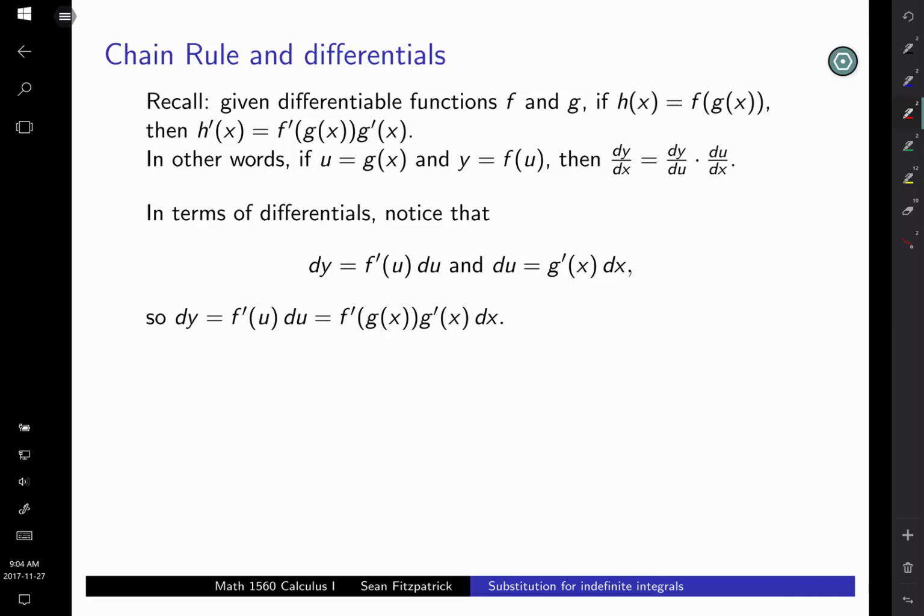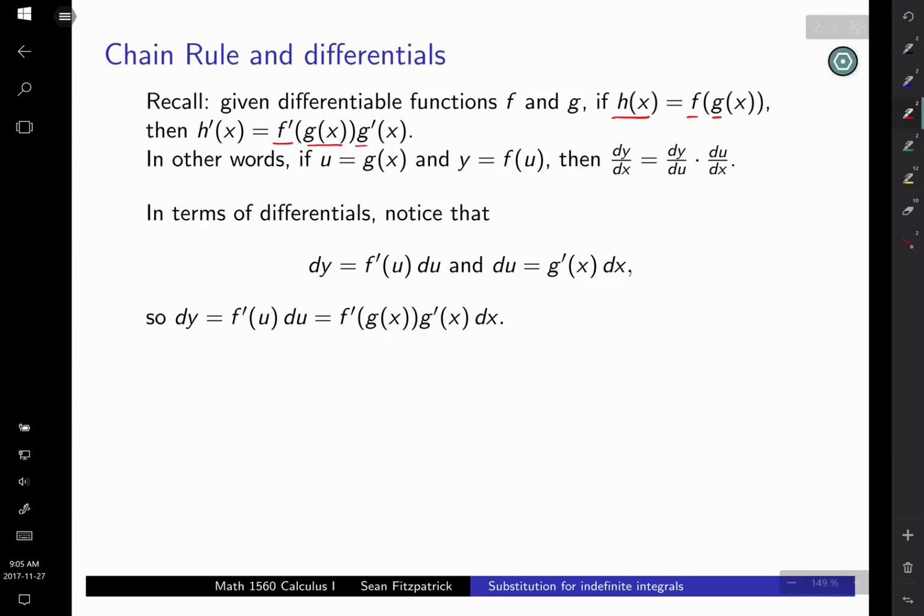So remember how the chain rule goes. If you have a composition of functions, so if I have a function h, which is written as the composition of two other functions, f and g, and I want to calculate the derivative of h, remember the chain rule says you first take the derivative of the outside function, you evaluate the inside function, and then you multiply by the derivative of the inside.